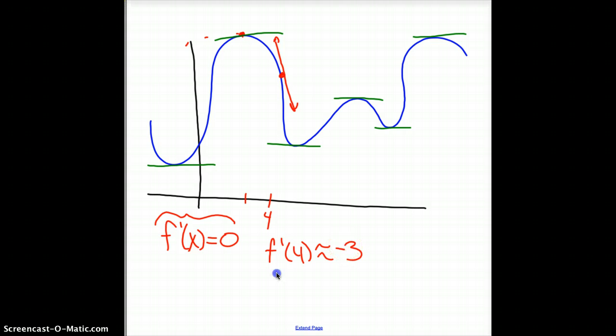So keep in mind whether it asks you for f of, which is just the y value there, or f prime of, which is the slope of the tangent line there.